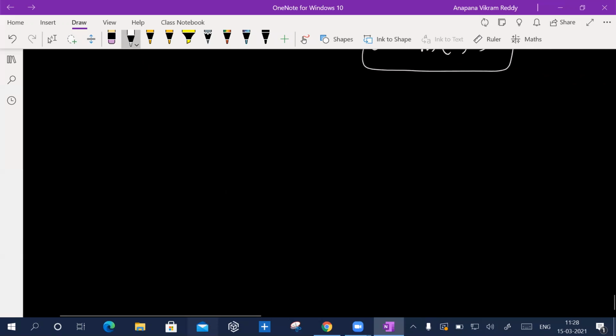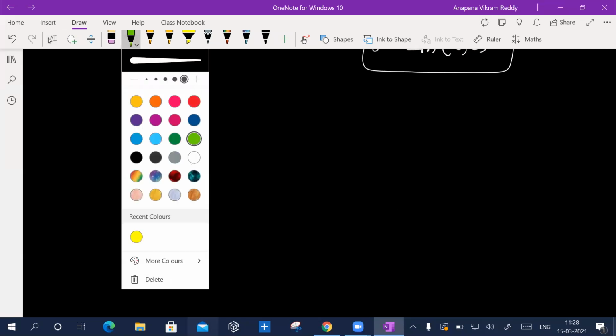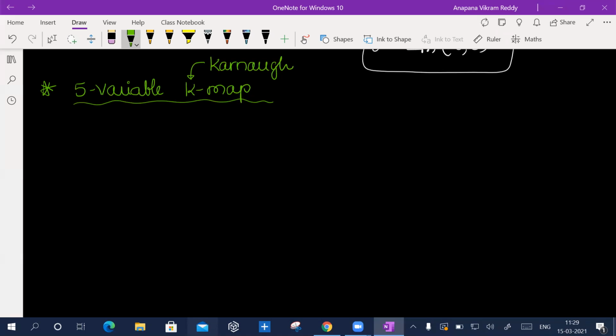Now there is one more topic in unit number 2, that is the 5 variable K-map. So far we covered up to 4 variable K-map: 2 variable, 3 variable, 4 variable. But how do we solve 5 variable K-maps? Karnaugh developed the concept of the K-map. Mr. Karnaugh, okay? 5 variable K-map.